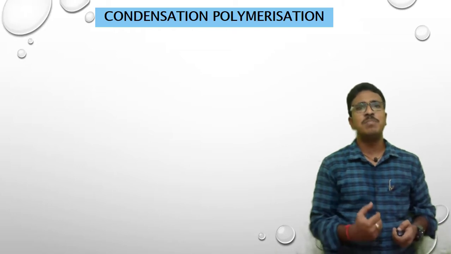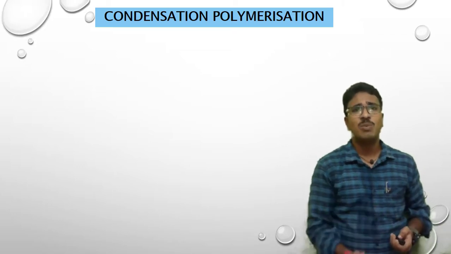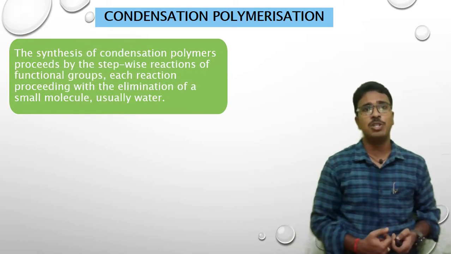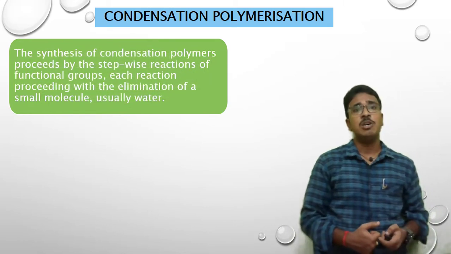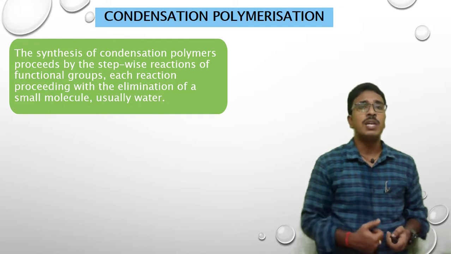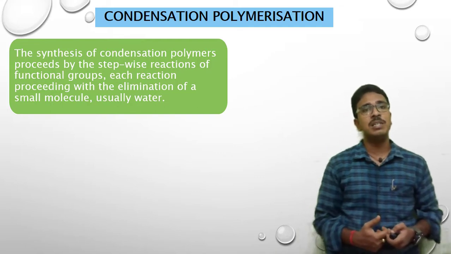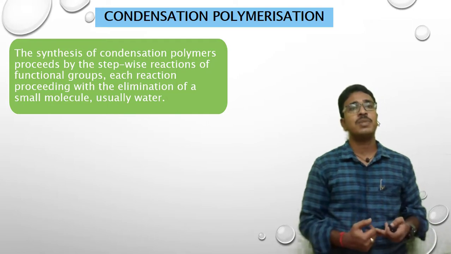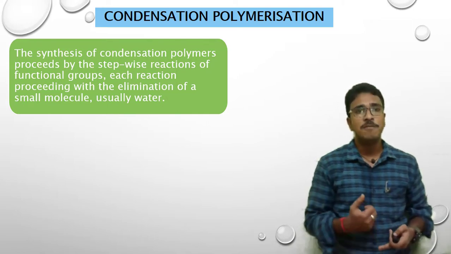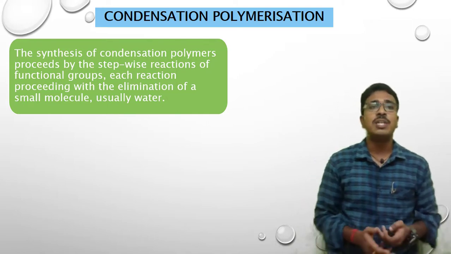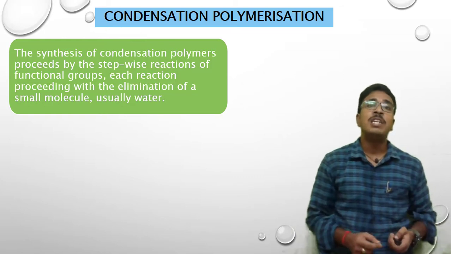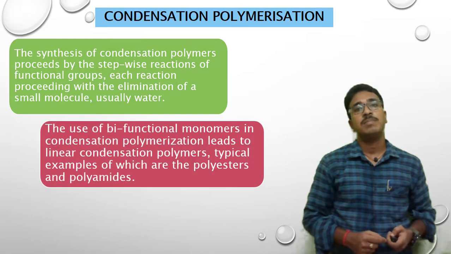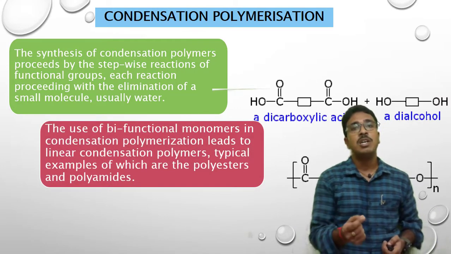Now let us have a brief discussion on what condensation polymerization is and how the polymer is produced in it. In condensation polymerization, the reactions are carried out stepwise, that is, stepwise reactions of functional groups, with each reaction proceeding with elimination of small molecules, usually water.